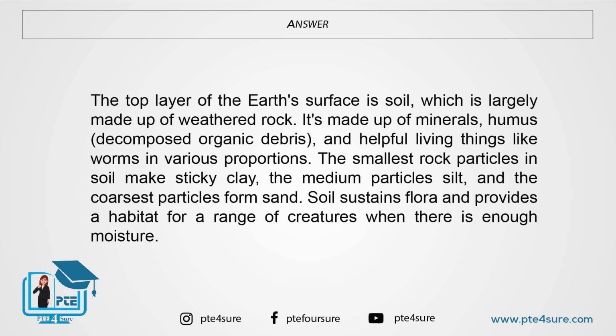The top layer of the Earth's surface is soil, which is largely made up of weathered rock. It's made up of minerals, humus, decomposed organic debris, and helpful living things like worms in various proportions. The smallest rock particles in soil make sticky clay, the medium particles silt, and the coarsest particles form sand. Soil sustains flora and provides a habitat for a range of creatures when there is enough moisture.